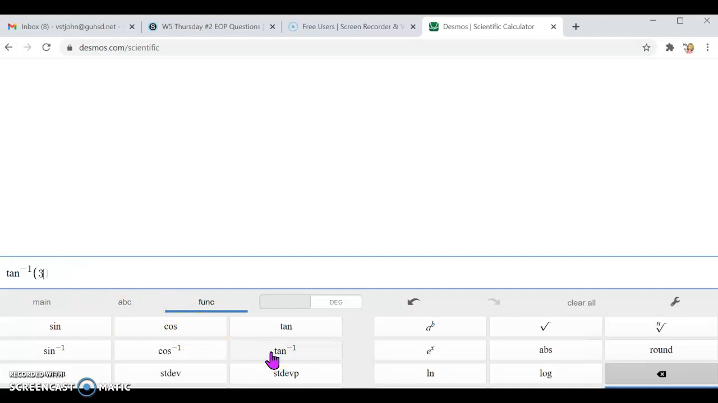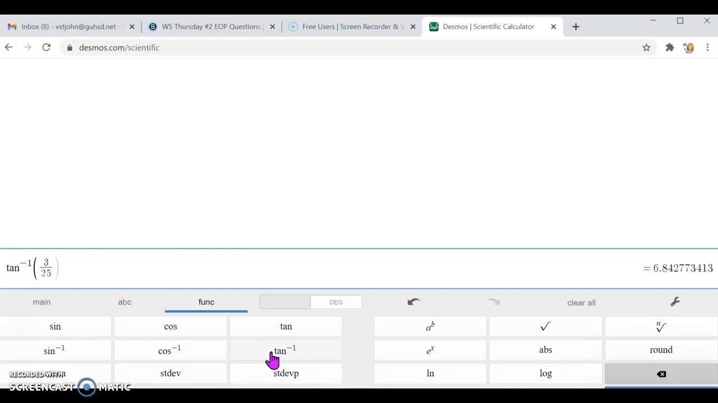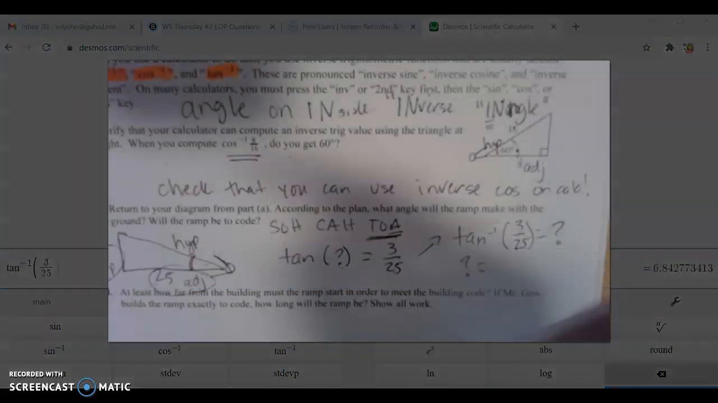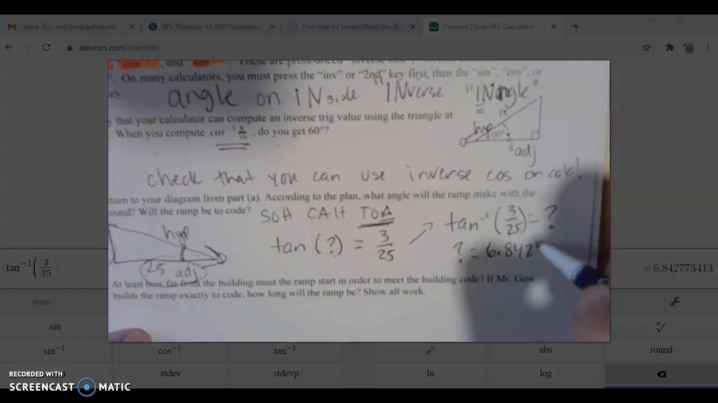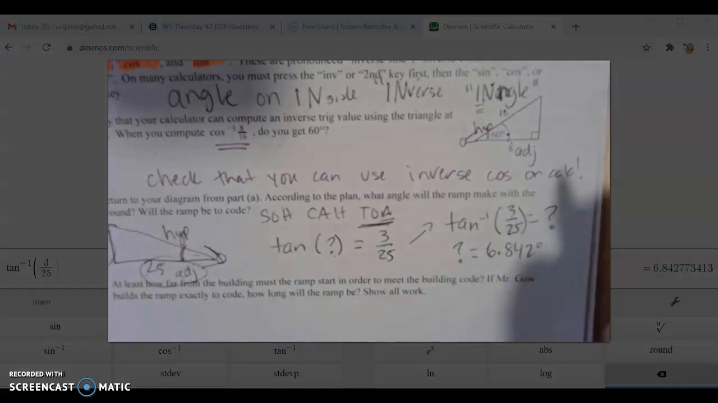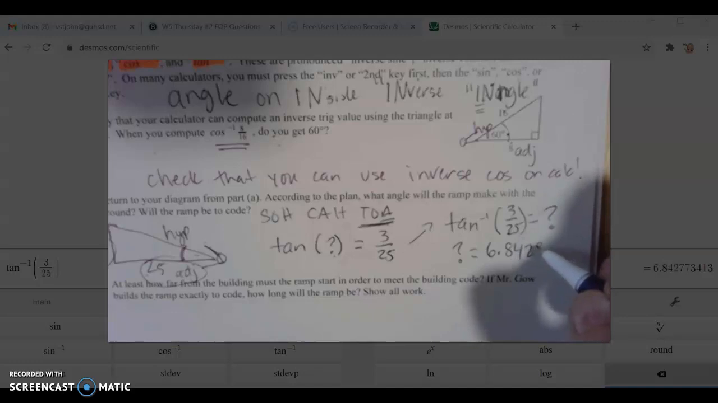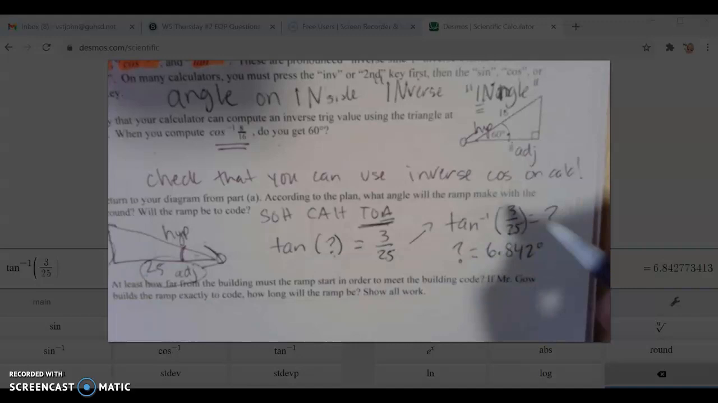Let's go back to our calculator, and we're going to use inverse tangent right here, and we're putting 3 over 25, and we get 6.842. So we know that the angle equals 6.842 degrees. Well, I guess it'd be 6.843 or 6.842. Yeah, 6.842.